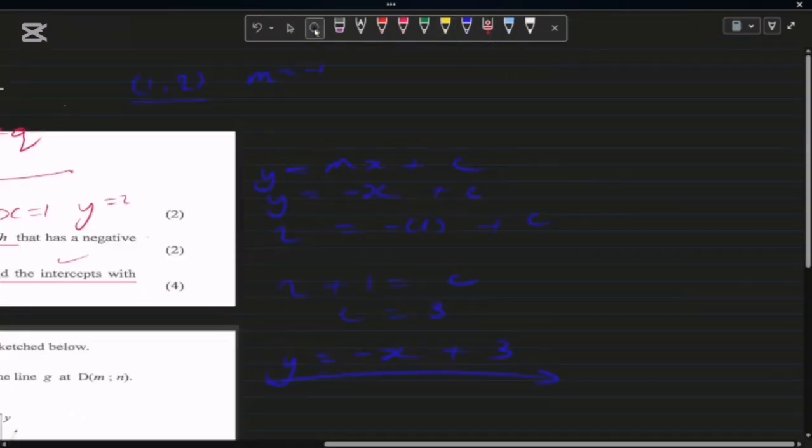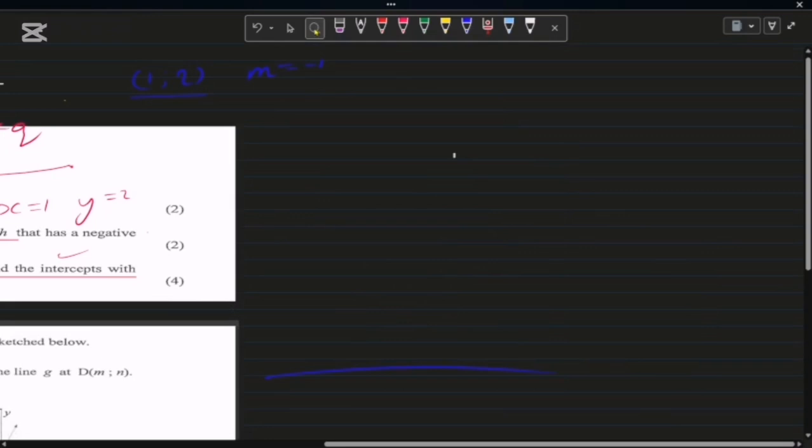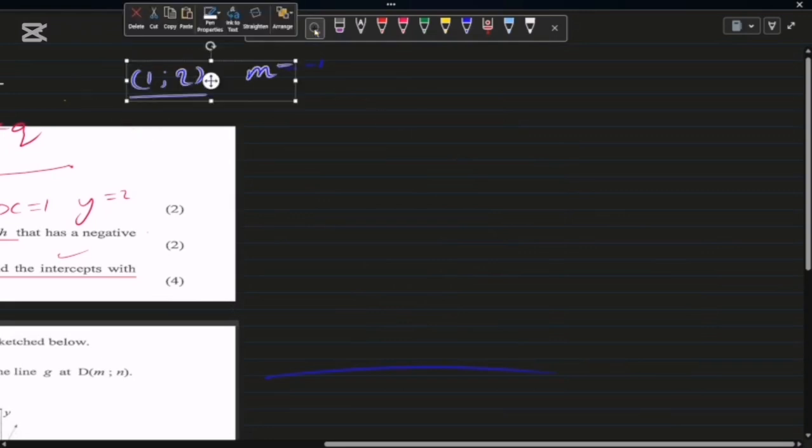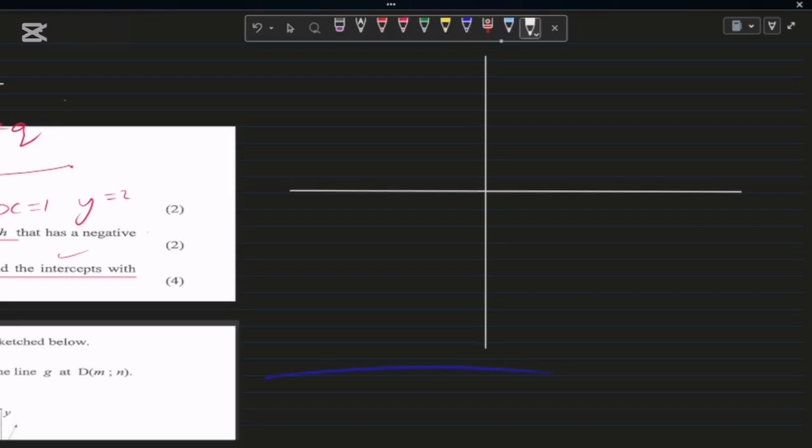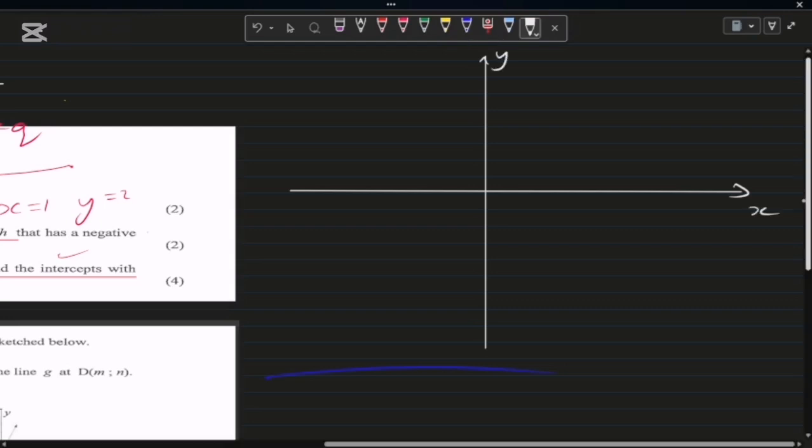Let us sketch. Can remove this. Remove that as well. Let's do a proper sketch. Okay. And then y, and the other one is x.